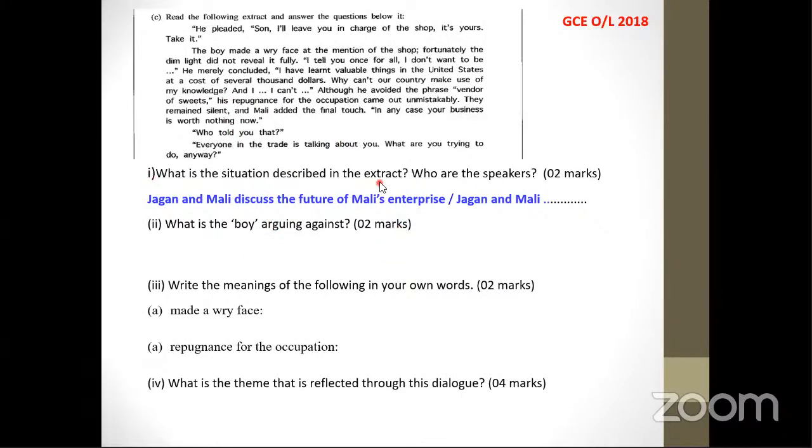What is the situation described in the extract? Jagan and Mali discuss the future of Mali's enterprise. That is the discussion. And who are the speakers? Jagan and Mali. Sometimes you might write the answer in other words, but if the meaning is conveyed, you have to have Jagan and Mali and his future job or his future target, then of course you get marks.